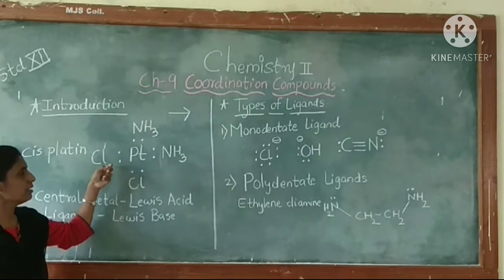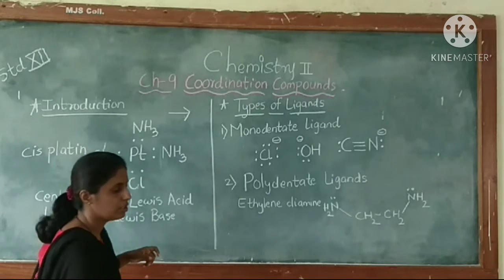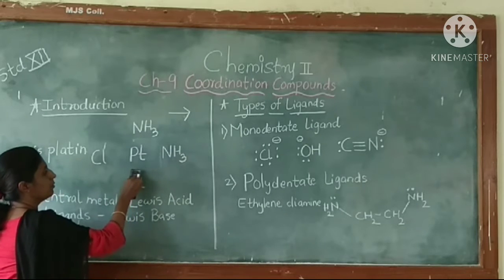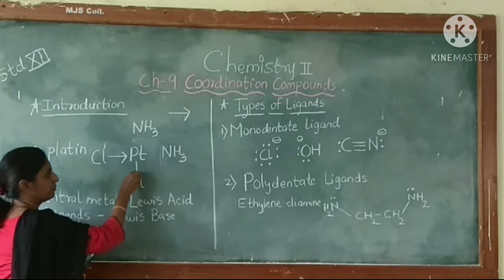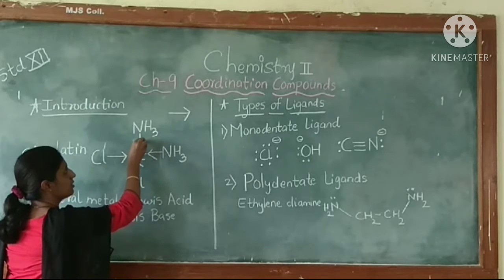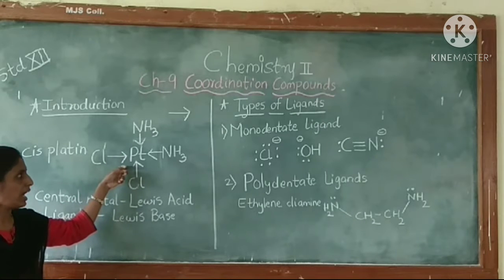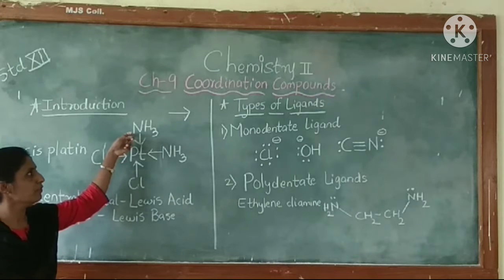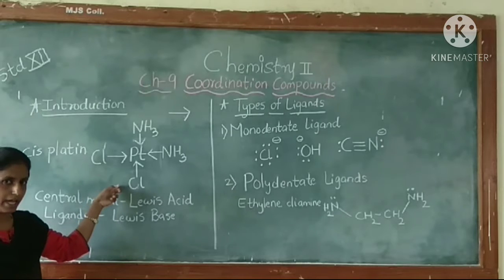Now we have seen that there are 4 coordinate bonds in this molecule. So let's draw the coordinate bonds pointing towards the metal. We can draw like this, from this chloride, from this nitrogen and from this nitrogen of ammonia. So this platinum atom or ion has 4 coordinate bonds formed with 2 ammonia molecules and 2 chloride ions.